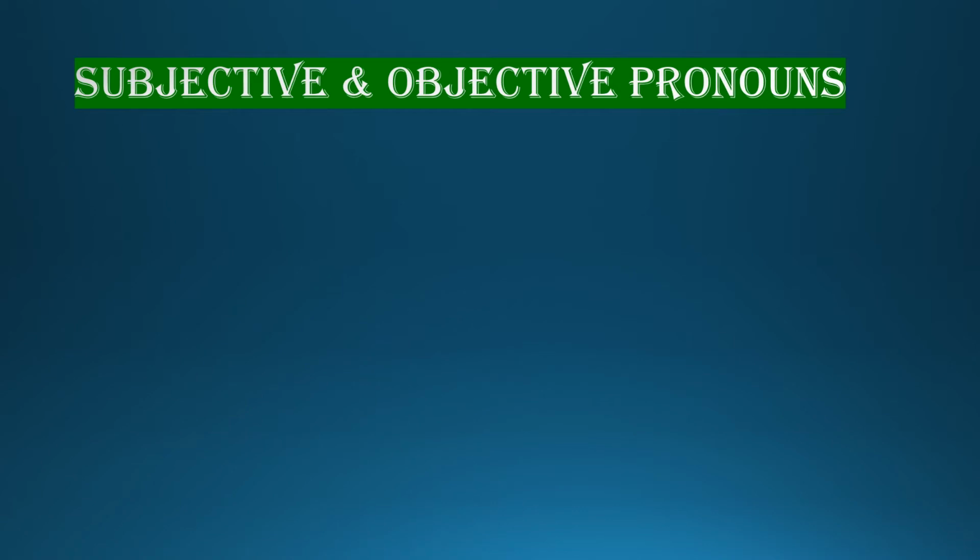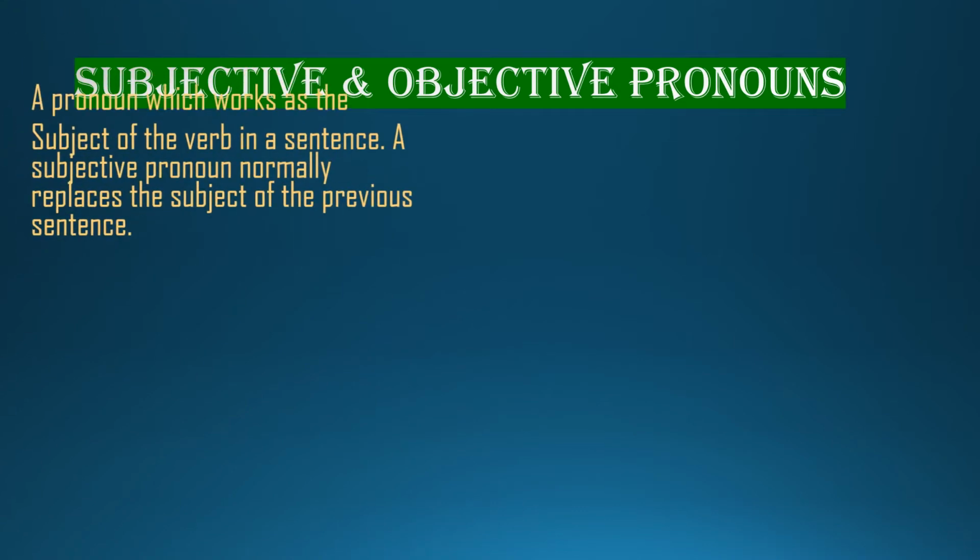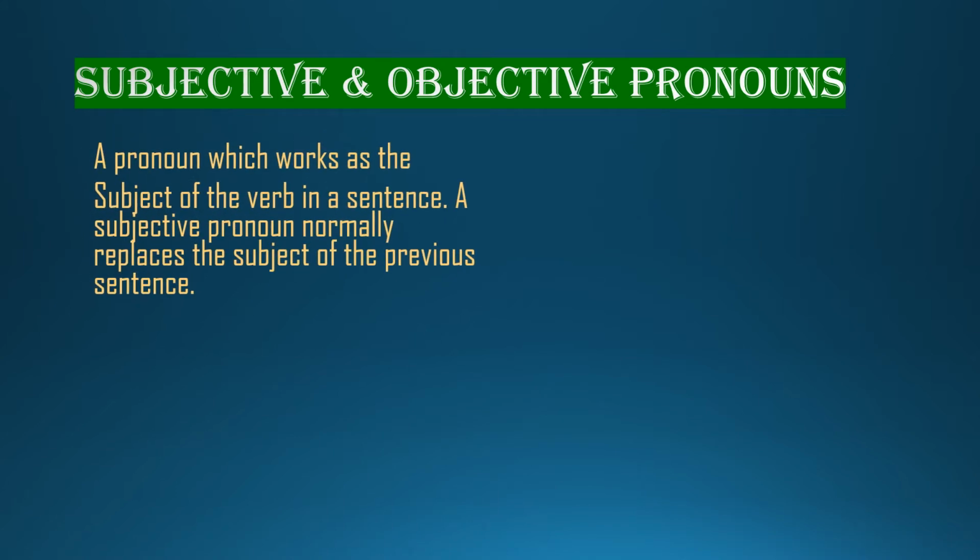Now we will see subjective and objective pronouns. Firstly, the subjective pronoun. A pronoun which works as the subject of the verb in a sentence. यानी वो प्रोनाउन जो किसी जुमले में सब्जेक्ट का रोल प्ले करे, सब्जेक्ट का किरदार अदा करे. A subjective pronoun normally replaces the subject of the previous sentence.